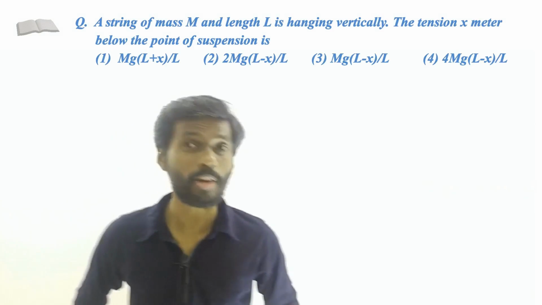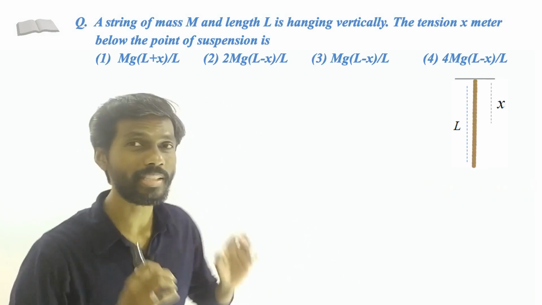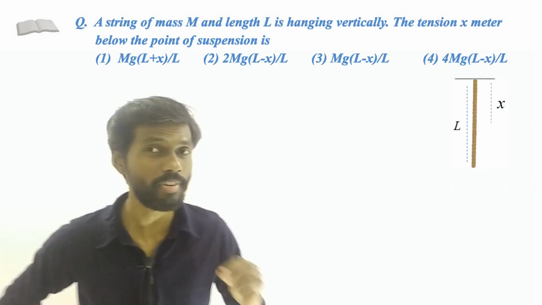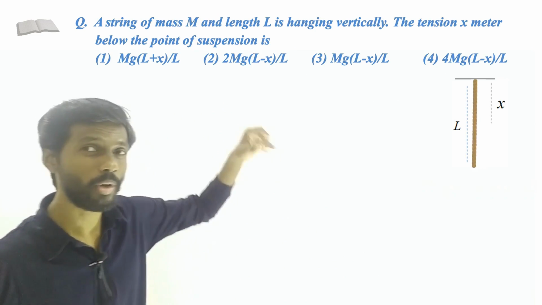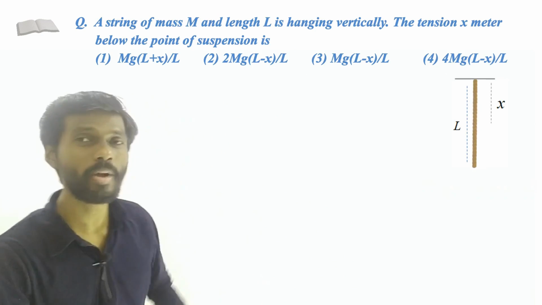Here we have a string or a rope which has some mass. It is not a massless string. So that means the tension will be different at different points on the string. We have to find the tension at a particular point x meter below the point of suspension, right? At that particular point, what is the tension?